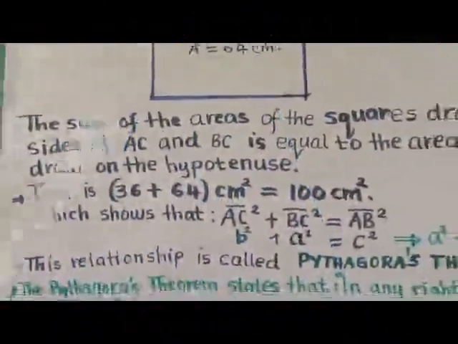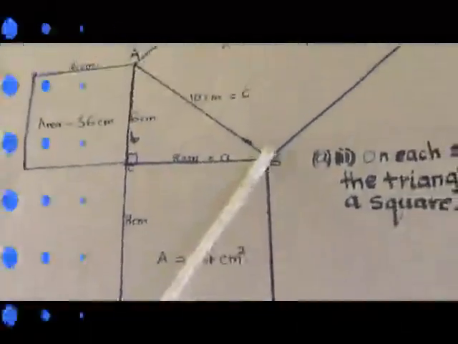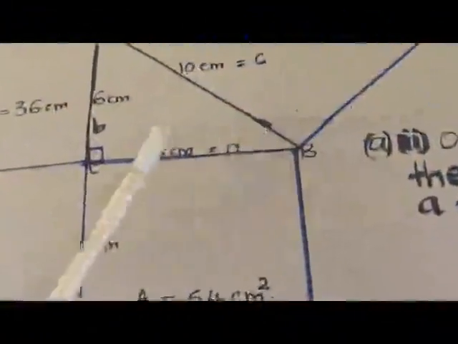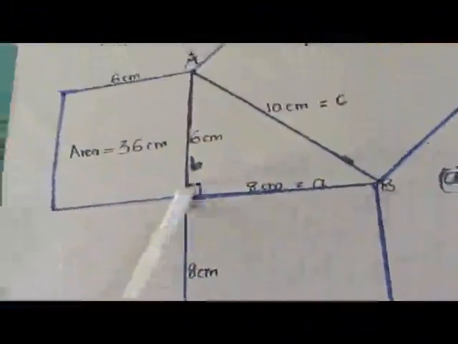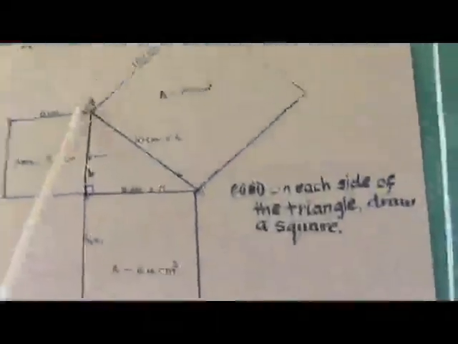Which implies that the side AC, which is the height of this triangle, squared, plus the side BC, which is the base of this triangle and its length is 8 centimeters, when you square BC, the sum is equal to AB squared, this side here.